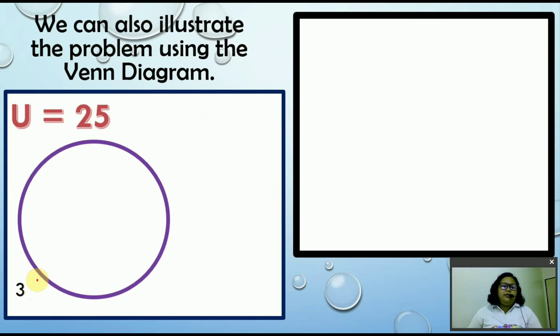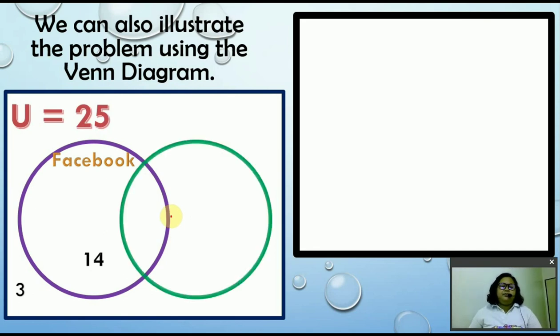Now, let us have the first set, yung ating Facebook students na gumagamit ng Facebook. So, ilan lahat yon? 14. So, dito natin isusulat sa baba, yung 14. Para mahiwalay natin siya, malaman natin kung ilan lang yung gumagamit ng Facebook, ilan lang gumagamit ng Facebook at ng Twitter. Okay, next. So, ilan yung gumagamit ng Twitter? There are 10. So, based sa problem, ganito po yung kalalabasan ng ating Venn diagram.